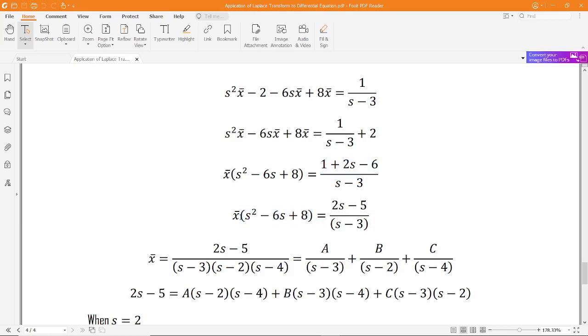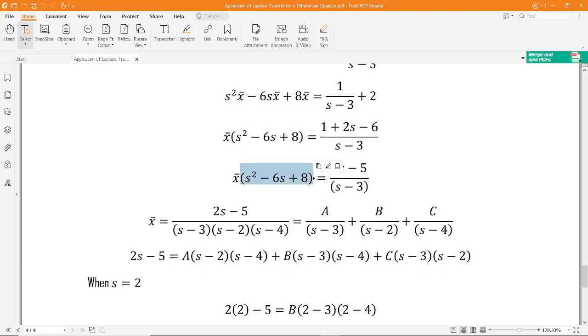But you can also factorize this. The factors using factorization are s minus 2 and s minus 4, because if you multiply these two brackets, s times s will give you s squared, minus 2 times s will give minus 2s, s times minus 4 will give minus 4s, so minus 4s minus 2s will give minus 6s, and minus 4 times minus 2 will give plus 8.